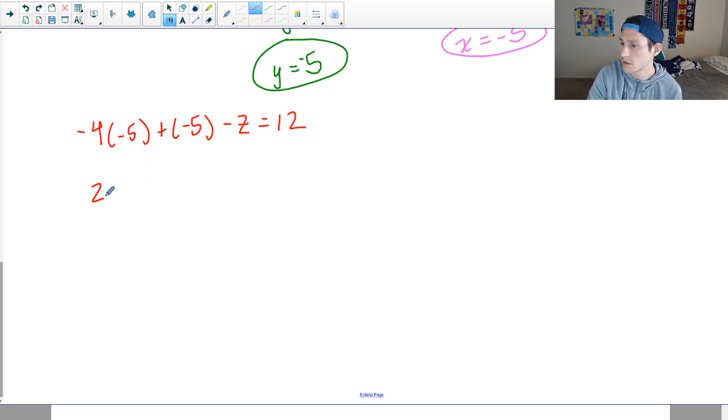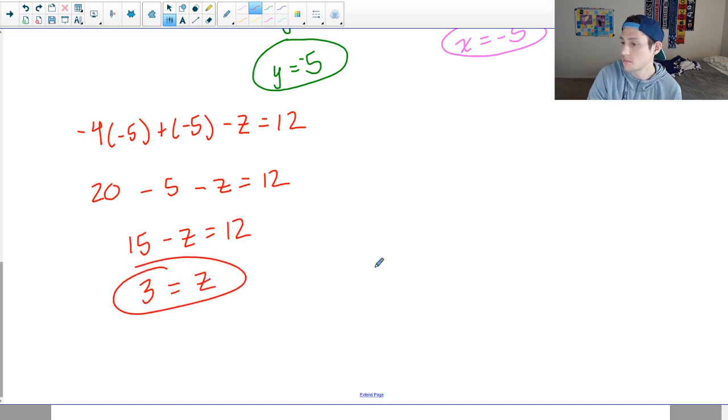Negative 4 times negative 5 is 20. Plus negative 5, so minus 5 is 12. Right, now it's just solving. 20 minus 5 is 15. Subtract 12 from both sides. 15 minus 12 is 3. Add z to both sides. I get 3 equals z.